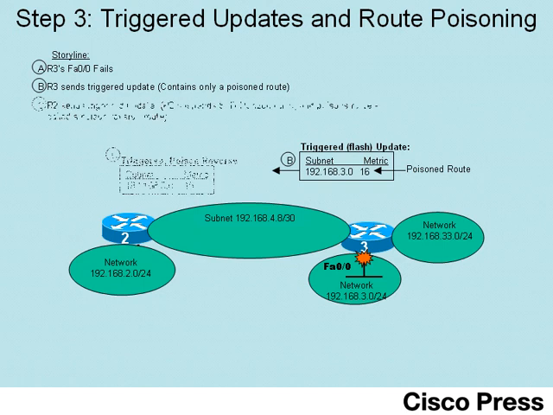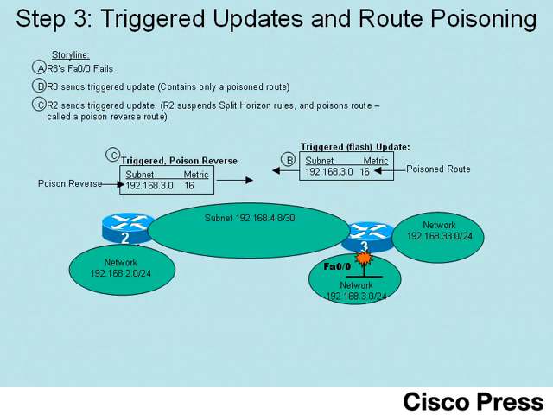Finally, at step C, we'll see R2 react to that update. R2 immediately sends an update back toward router 3, so that would also be a triggered update. It'll include a route for 192.168.3.0 with metric 16, which is again a poison route. But because R2 just learned about this network from router 3 and turns around and advertises it back to router 3, we call that a poison reverse route, advertising it back in the reverse direction from which it was learned.